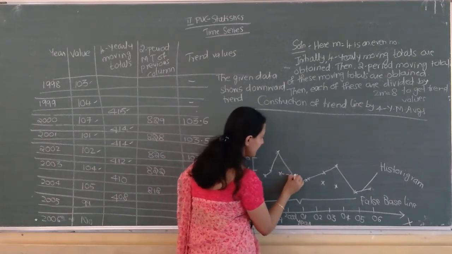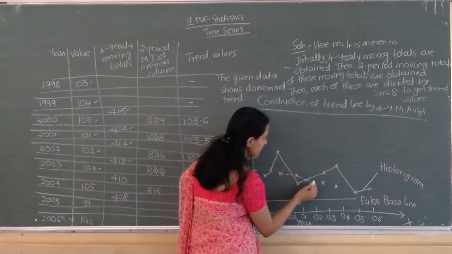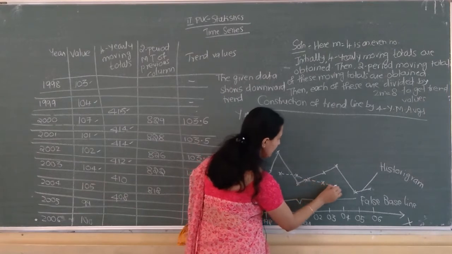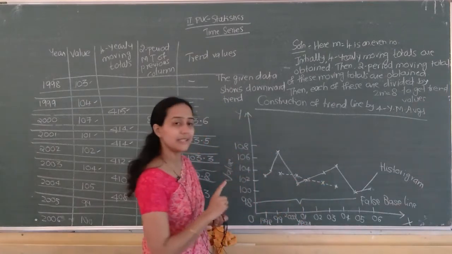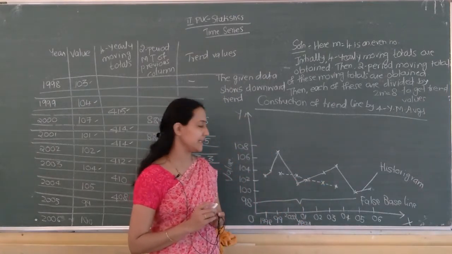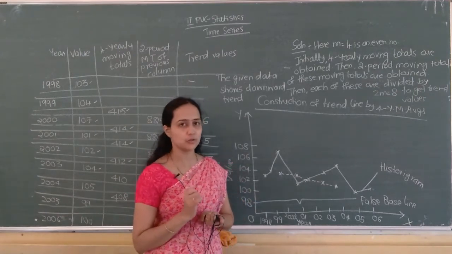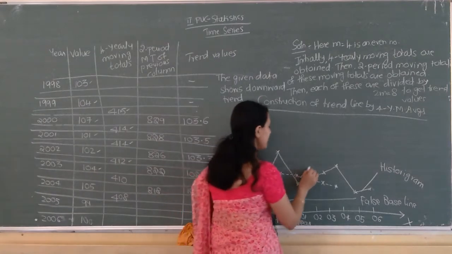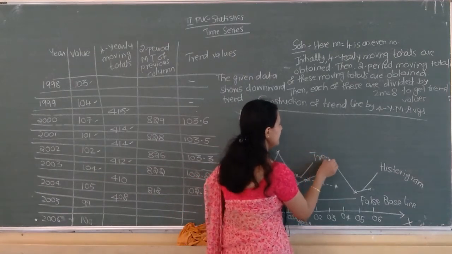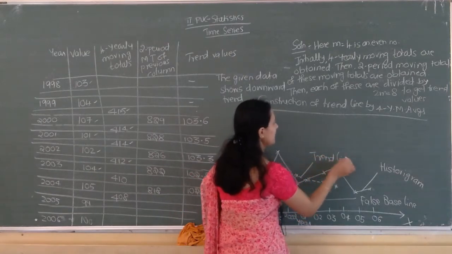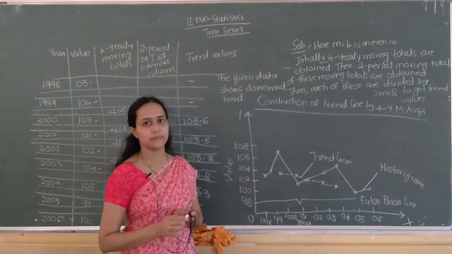Join them using a dotted line, only a small one we are getting, right? The first two and last two trend values won't be there. So this is our trend line, okay. Hope this is clear to you.